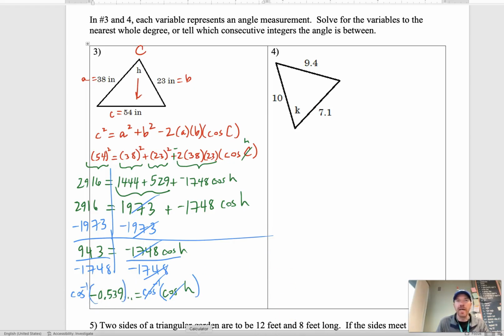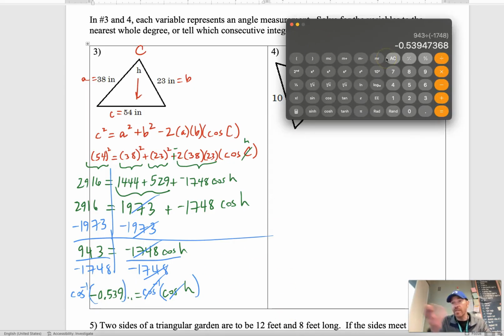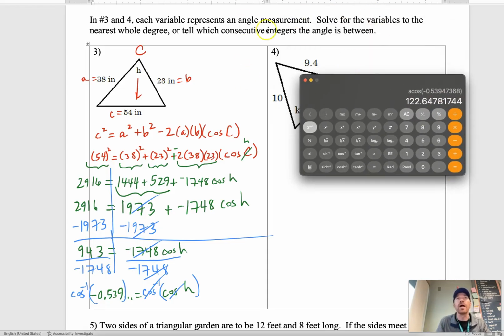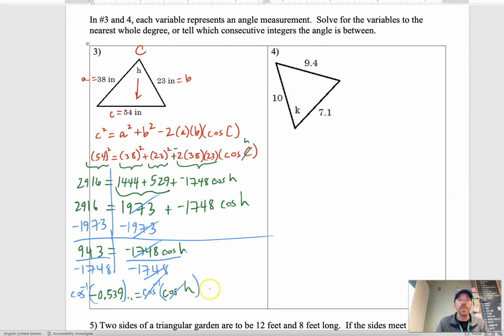So if I go back to my calculator, and if I just left it on the calculator and I say, calculator, please do the inverse cosine of that, I get 122.647, and then my rounding instructions here, nearest whole degree. So 122.64 keeps going, but to the nearest whole number, we got 122.6. That's going to be about 123 degrees as my answer there.